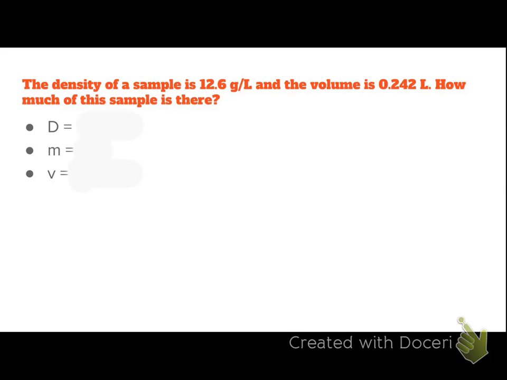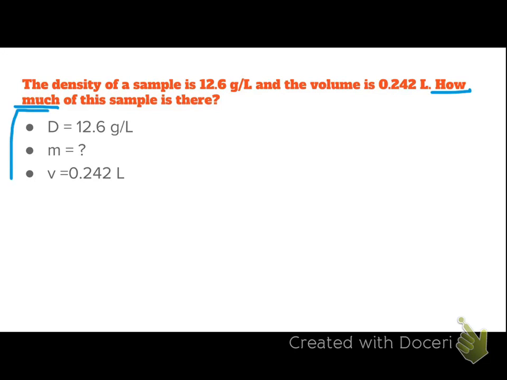So the first one that we're going to look at is: the density of a sample is 12.6 grams per liter, and the volume is 0.242 liters. How much of this sample is there? So looking at this here, our density is given, 12.6 grams per liter. The phrase "how much" is our quantity, and that's going to be our mass. And then our volume is also given to us, 0.242 liters.